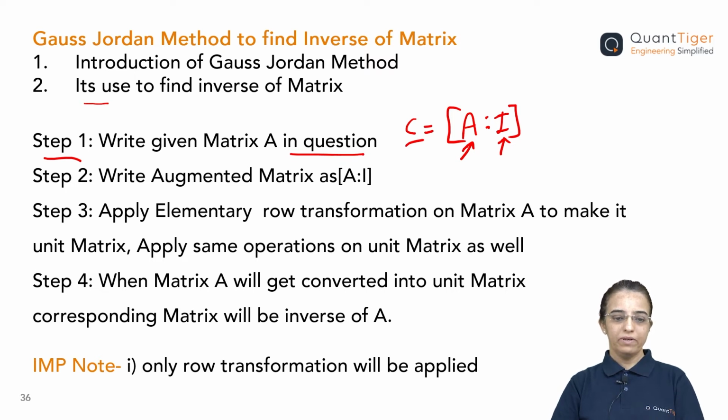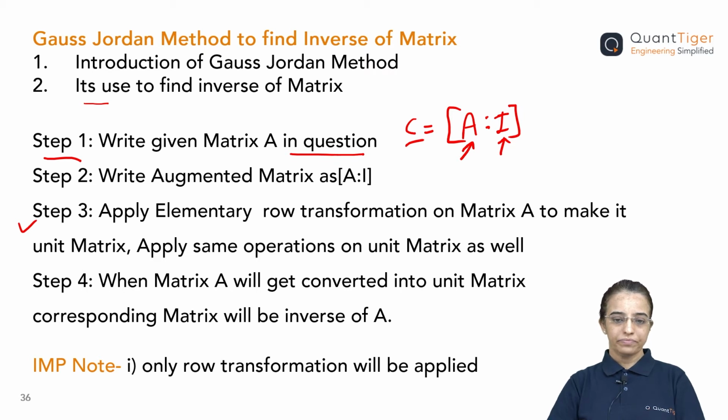Now what we will be doing is applying elementary row transformations. The next step is to apply elementary row transformations on matrix A to make it a unit matrix. So our goal is to convert the given A matrix into a unit matrix by applying different elementary row transformations. You have to keep it in mind very well: only elementary row transformations will be used here. Column transformations we are not allowed to use. That's the important point to keep in mind, because this is the Gauss-Jordan method.